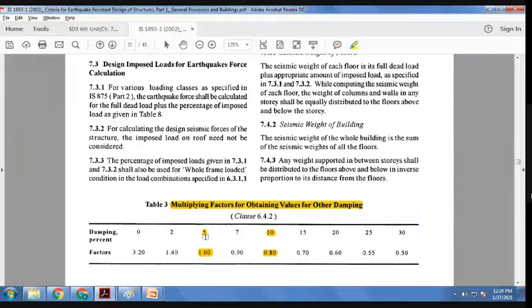But in our question it is 5%. One more thing to keep in mind: if 8% damping is given, but in the table you don't have 8%, we have the value for 7% and for 10% but not for 8%, then you go for interpolation. Coming back to the question, our damping is 5%, and the factor is 1.